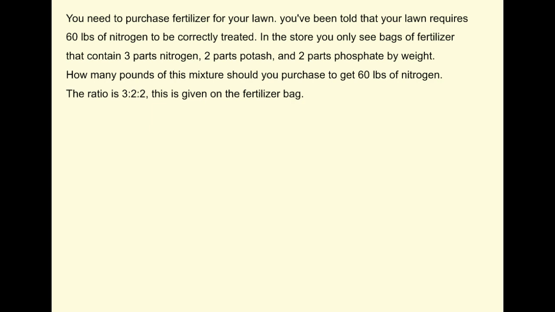Okay, so we have a ratio that's given, 3 to 2 to 2. And we have a problem that we're trying to solve. We're trying to determine how many pounds of this mixture is part of the total. So what we do is we set these two ratios equal to each other. And when we do that, we have a proportion, okay? So let's do that.